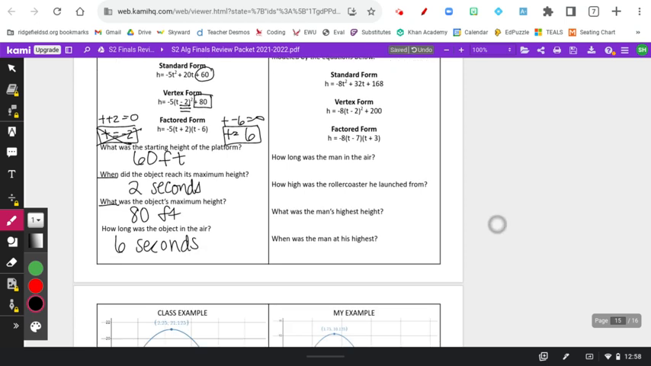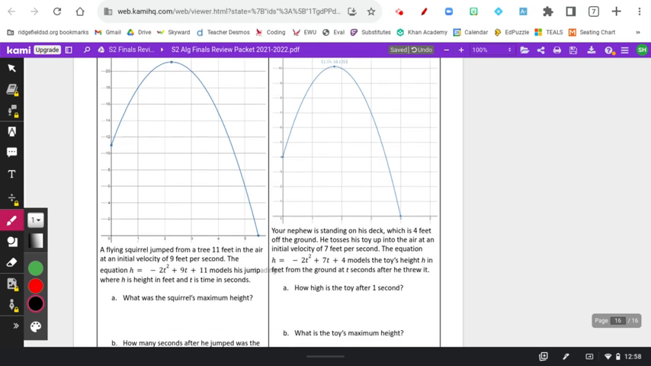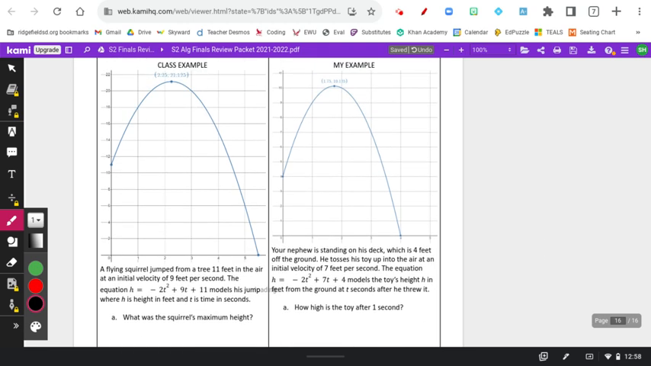Next, let's look at it from a graph. Here's our graph. It asks what was the squirrel's maximum height. Again, that's our vertex, so that's this point right here. The height part is the second number, our k value, so this is 21.125 feet.